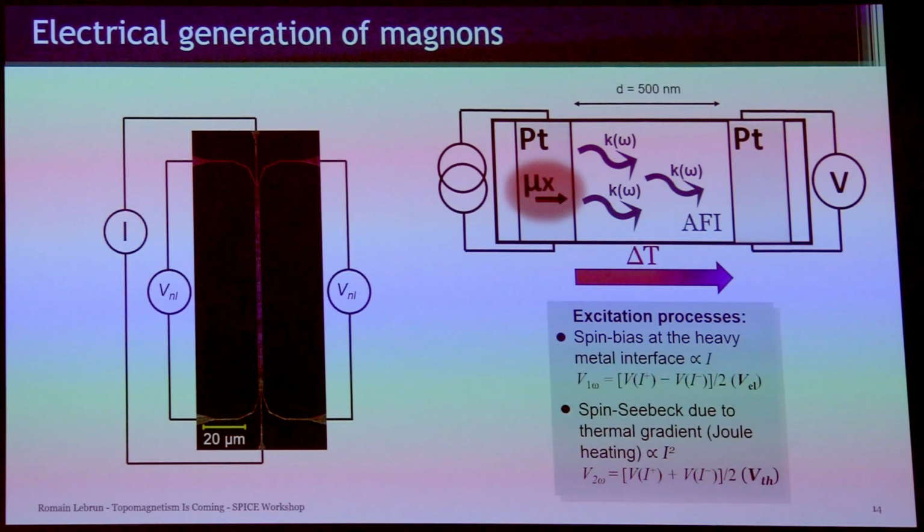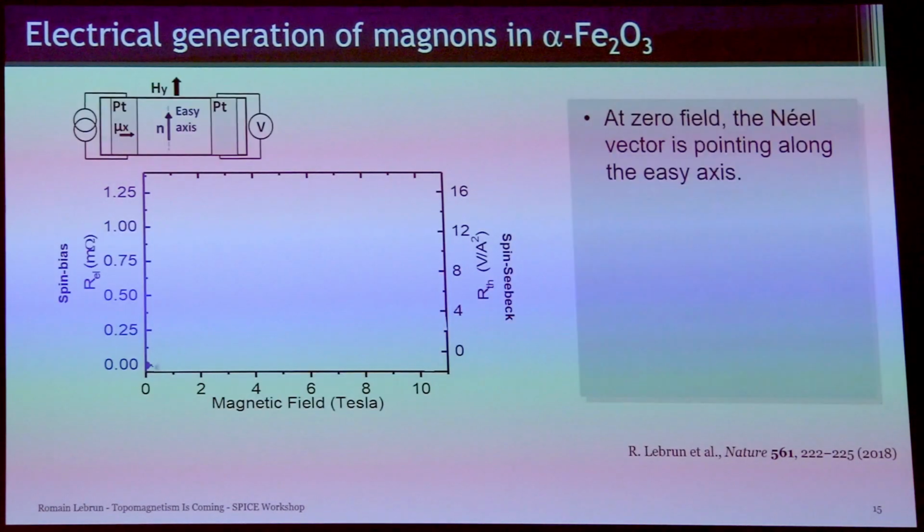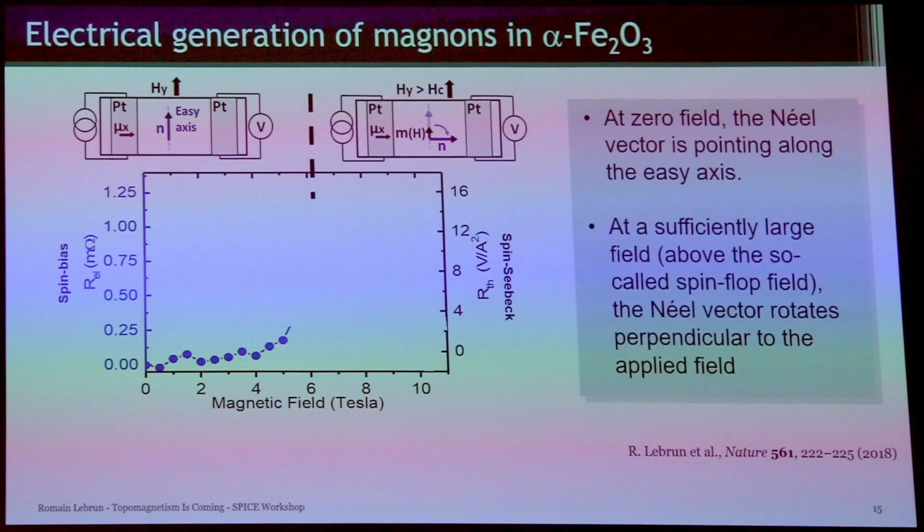So then, what do we observe in the experiment when we do those types of measurements? Initially, we just consider a system where the z-axis is parallel to the platinum stripe at zero applied field, so that it's perpendicular to the spin accumulation at zero field. And then we record the spin bias signal and the spin-Seebeck signal. What is quite interesting to notice is that at low applied field, we do not observe any spin bias signal, and we see a spin bias signal only when we reach the spin flop field, with a maximum of signal at the spin flop field.